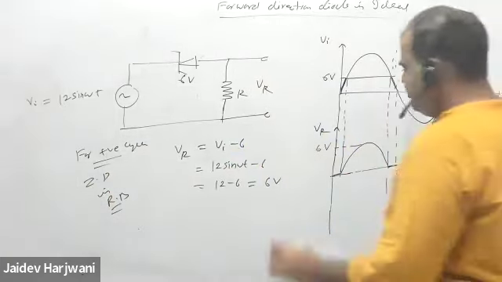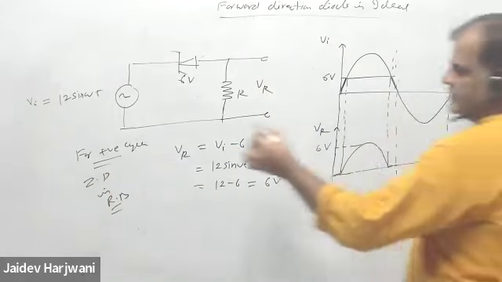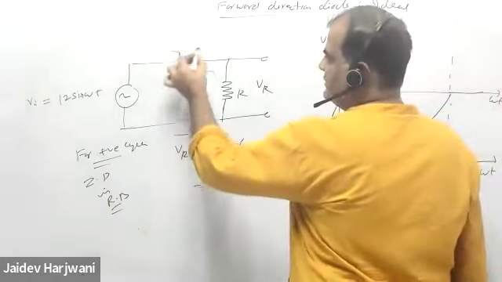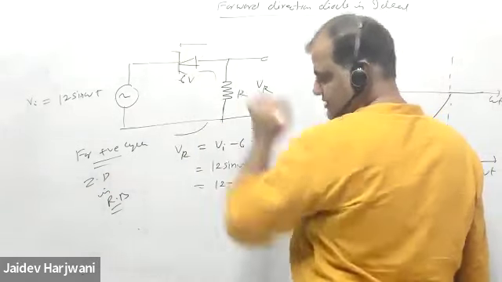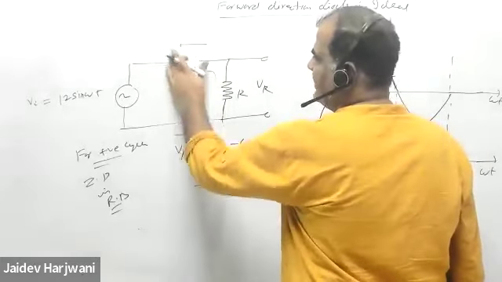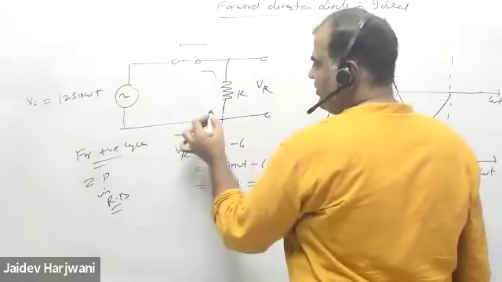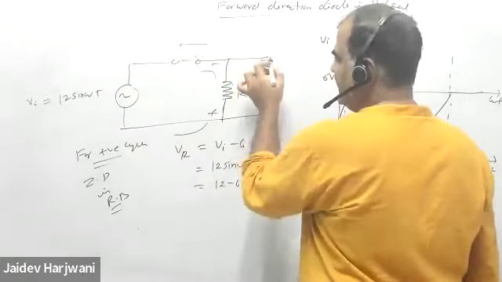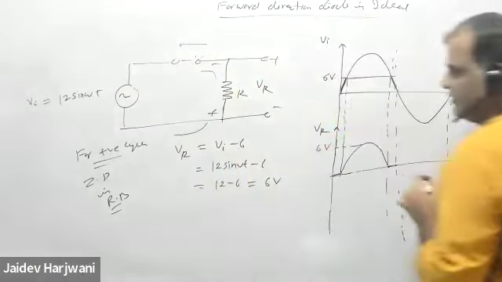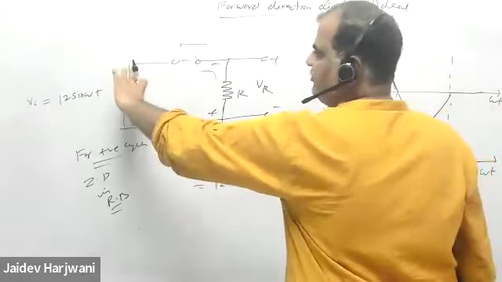Now, when you take the negative cycle, current will start flowing like this, and this diode becomes forward bias. And if it is forward bias, it is an ordinary diode, so you can replace it by a battery. Now all the voltage will come here with opposite sign. I am measuring like this. That means this VR is equal to V sin omega t.